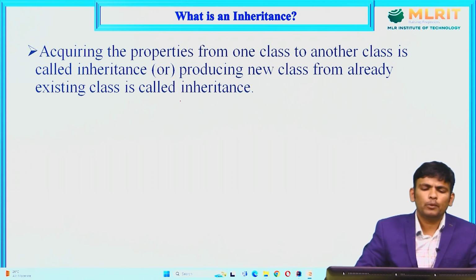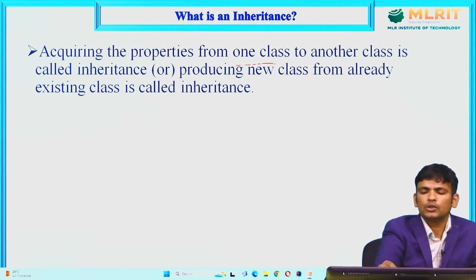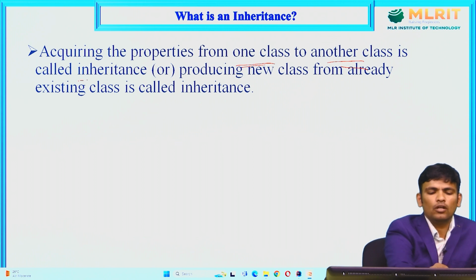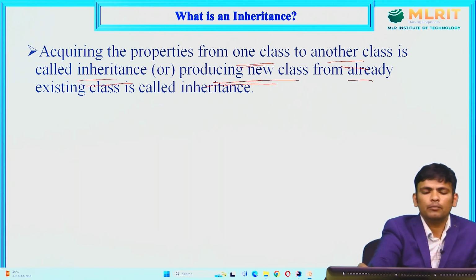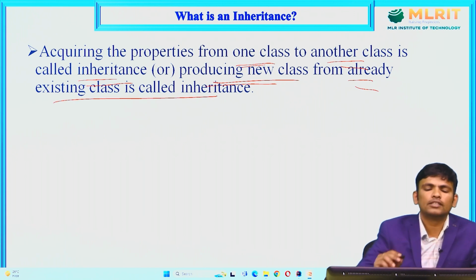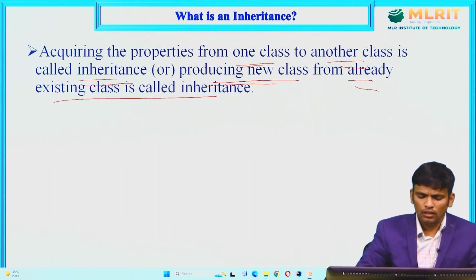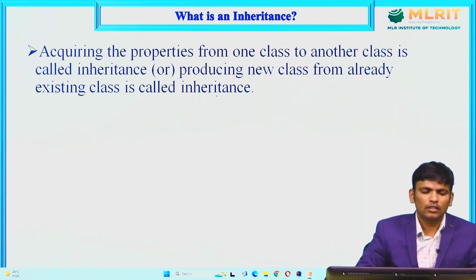Acquiring the properties from one class to another class is called inheritance, or producing a new class from an already existing class is called inheritance, or deriving a new class from an existing class is also inheritance. We can define inheritance in different ways. Inheritance means acquiring the properties from the parent class to the child class.